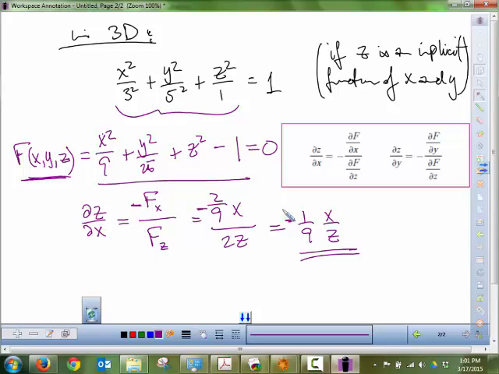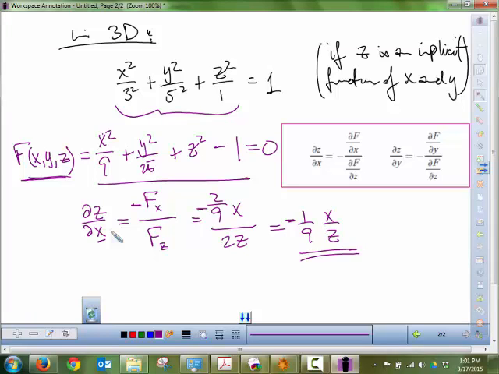So I don't know if there's much more to talk about this other than you guys get to try this a couple times with your homework. So this is telling us basically the slope of an ellipsoid on the sides. All right, so this is the slope of the ellipsoid going along the x-axis.